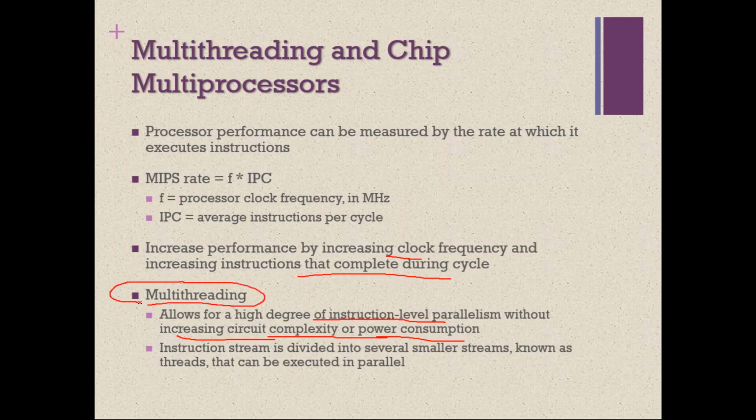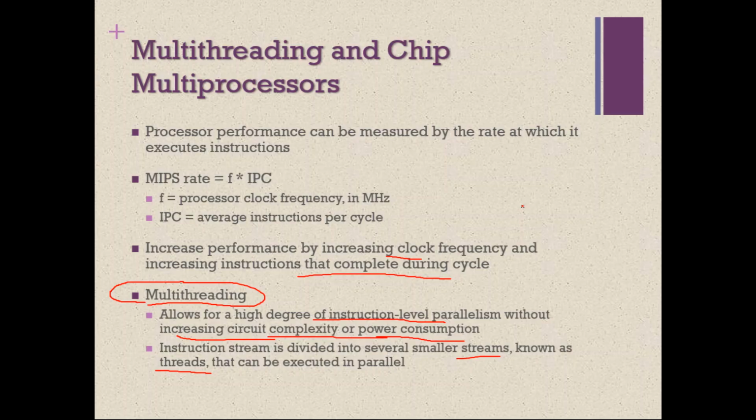Multi-threading allows for a high degree of instruction level parallelism. Okay. So what is instruction level parallelism? Instruction level parallelism is a concept which is connected with threads. Okay, the instruction stream is divided into several smaller streams known as threads. Generally, instructions are coming from a process. What is a process? A process is a program under execution.